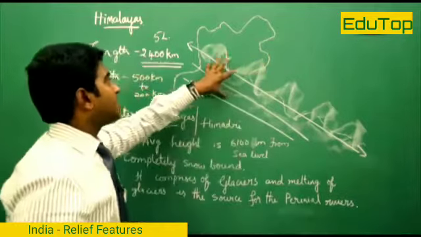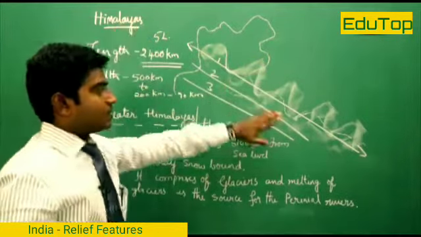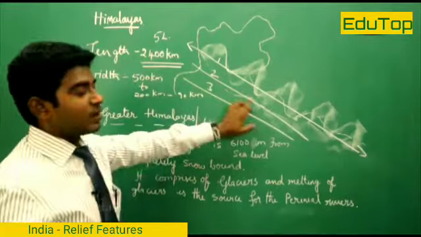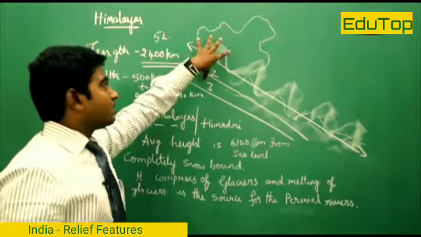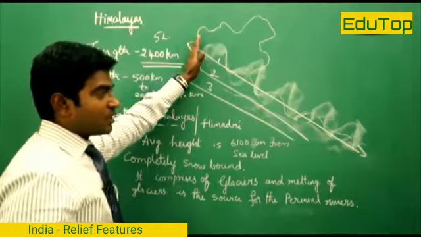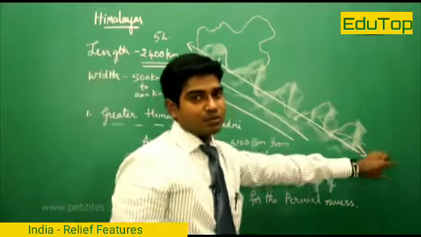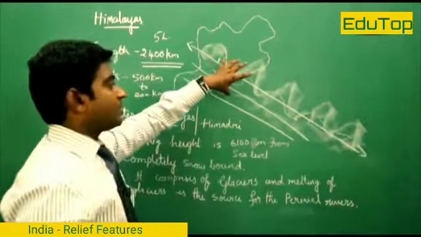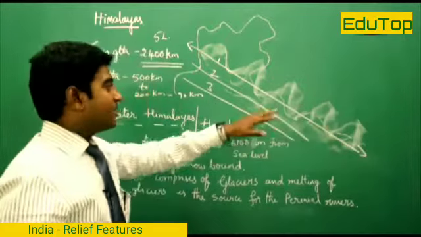So we have a clear picture of the Himalayas' length and width. The length is 2400 kilometers, and the width is 500 kilometers in the northern part of Jammu and Kashmir, and as it moves to Arunachal Pradesh, it goes down to 90. In the middle it is 300, 200, varying at different places.